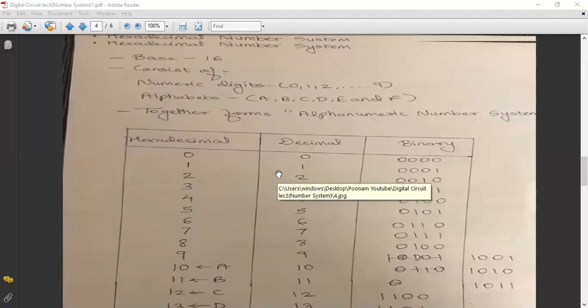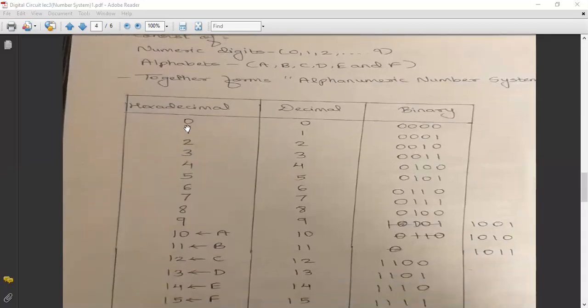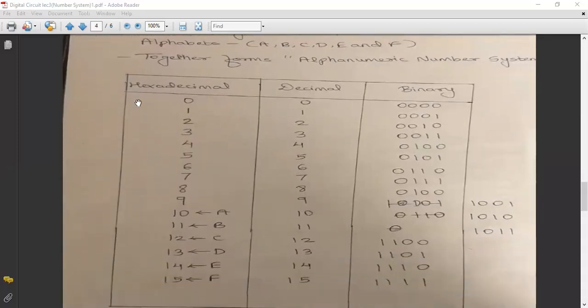Now we are going to proceed for the hexadecimal number system. Now the base of the hexadecimal number is 16, and it consists of numeric digits 0 to 9, and also it consists of alphabets, that is A to F. So together these form an alphanumeric number system, which is also known as the hexadecimal number system. Okay, so this is a table. In this we have written the hexadecimal numbers, its decimal form and its binary form.